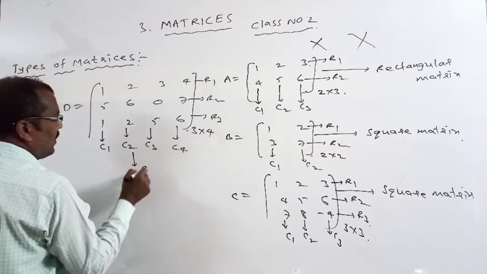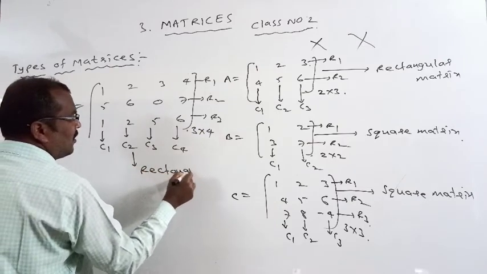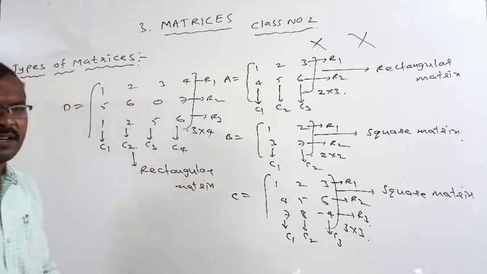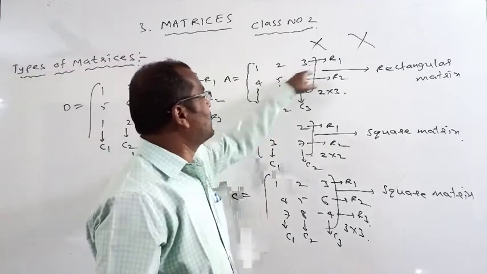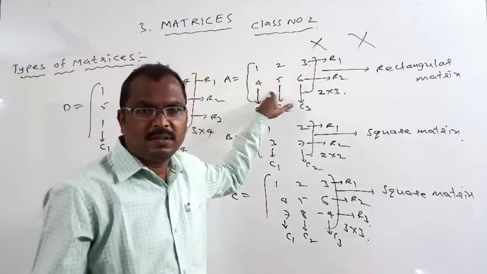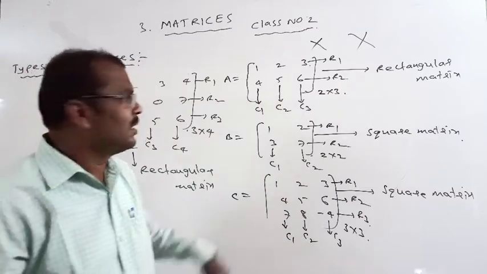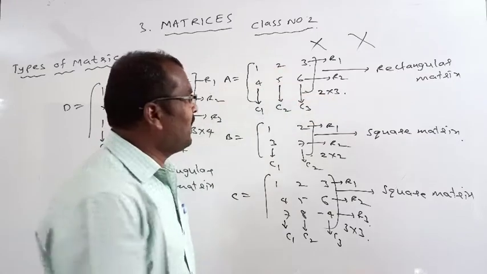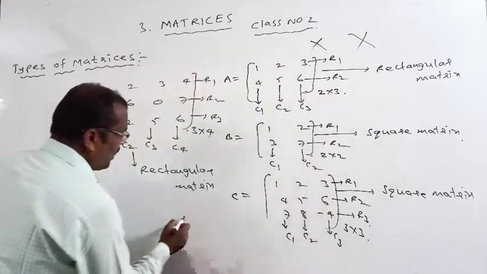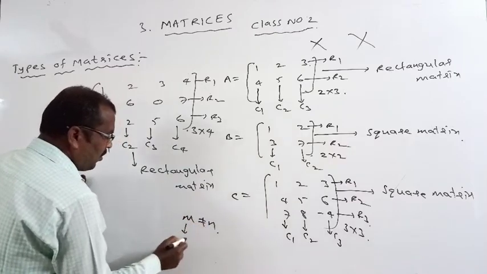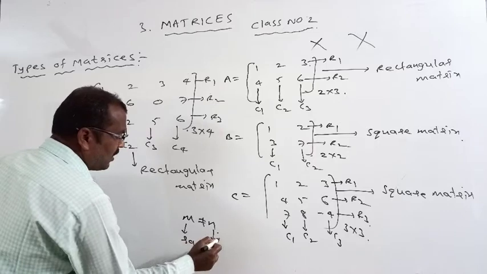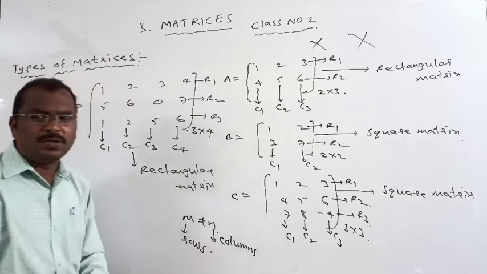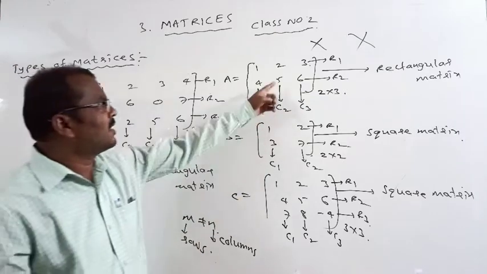It is also said to be a rectangular matrix. What is the meaning of rectangular matrix? A matrix is said to be a rectangular matrix if the number of rows is not equal to the number of columns. Say 2 not equal to 3. Simply, as in yesterday's definition, m not equal to n, where m are rows and n are columns.